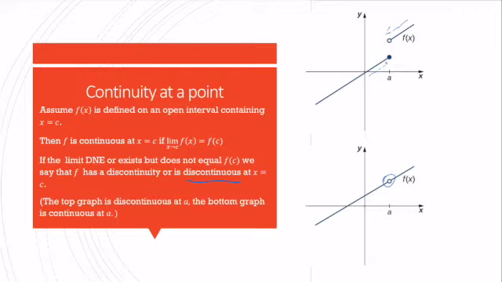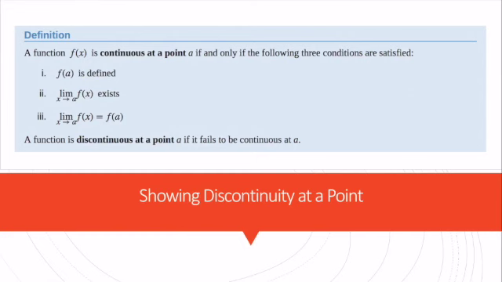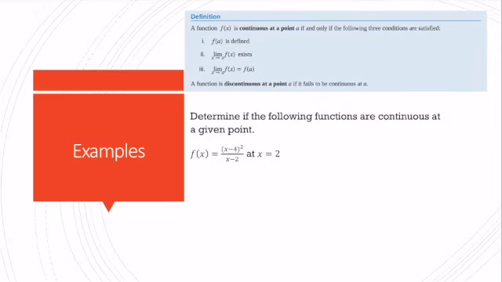So how do we prove something is continuous at a point? These three conditions need to be satisfied. 1, f of a is defined. 2, the limit as x approaches a of f of x exists. And 3, the limit as x goes to a of f of x is the same as f of a. So this is how we'd show discontinuity: it's discontinuous if it fails any of these keys to be continuous.